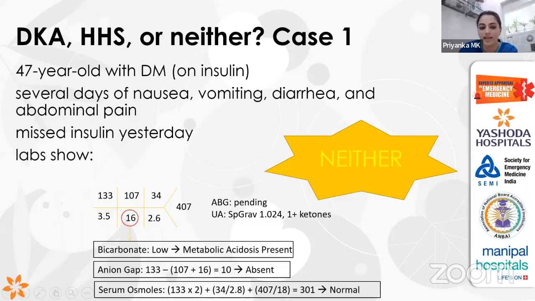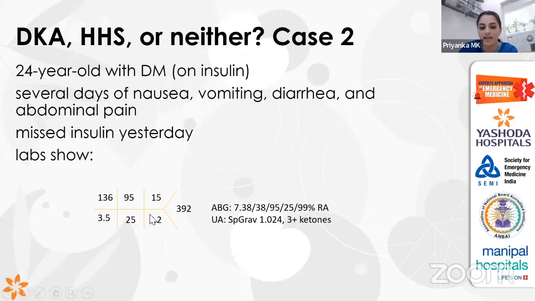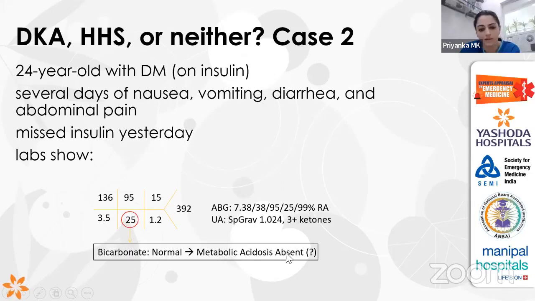Similarly, we can have a similar case scenario of a 24-year-old guy on insulin. Same kind of presentation, he has also missed his insulin. In this scenario, his sodium is 136, chloride 95. His bicarb is 25. His urea is 15, creatinine is 1.2, and his blood glucose is 392. This is his ABG picture, which shows a pH of 7.38, PCO2 of 38, PO2 of 95, and a bicarb of 25. Now the bicarb is normal. So will you say metabolic acidosis is present? Metabolic acidosis is actually present because if you do the calculations in the blood gas analysis, it's a mixed picture.